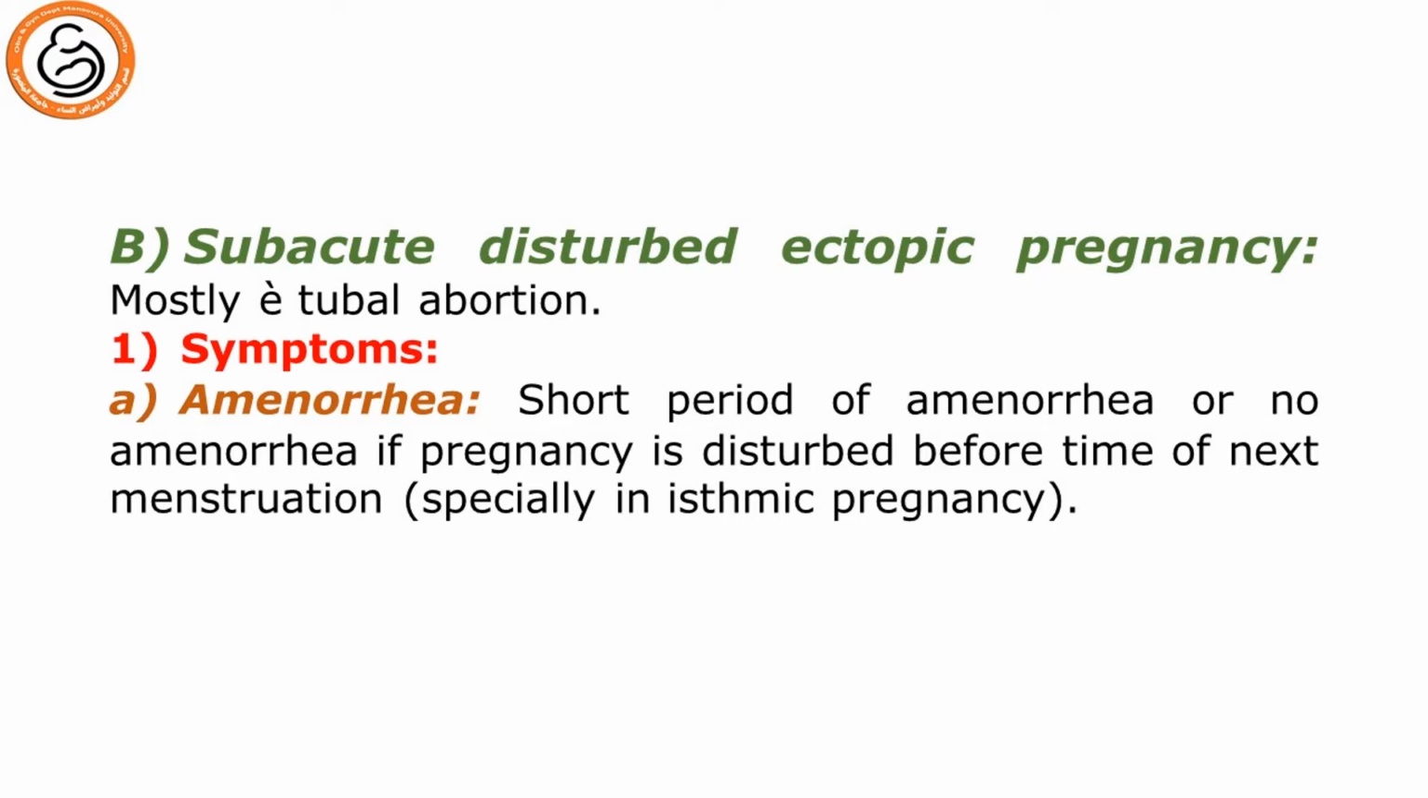The other type is the subacute disturbed ectopic pregnancy, mostly with tubal abortion. Symptoms include a period of amenorrhea, a short period of amenorrhea, or no amenorrhea if the pregnancy is disturbed before the time of the next menstruation, especially in the isthmic pregnancy. Like we mentioned, a narrow lumen will lead to earlier rupture.